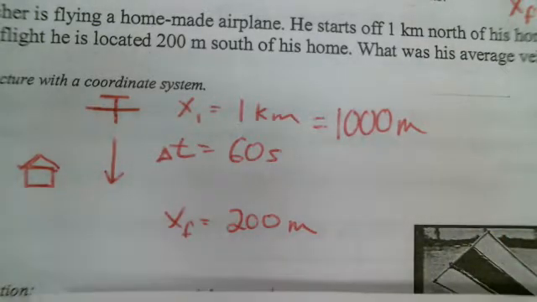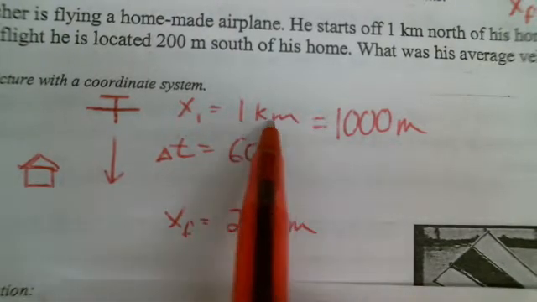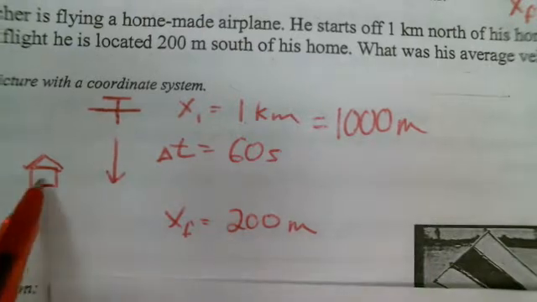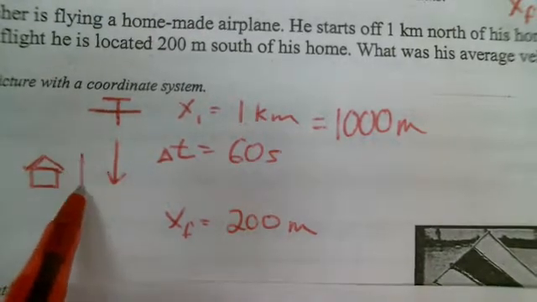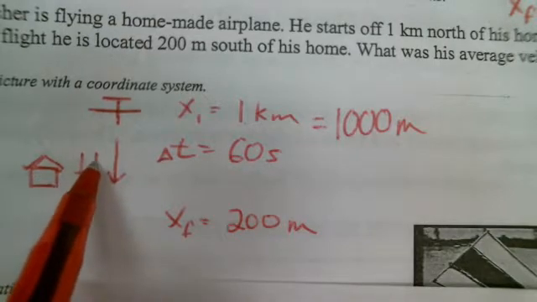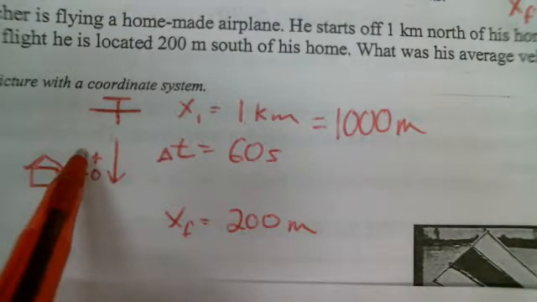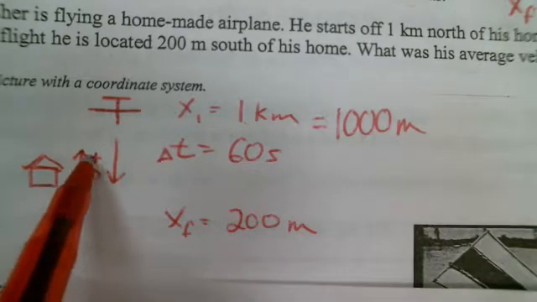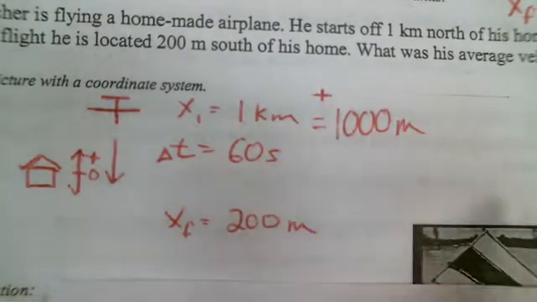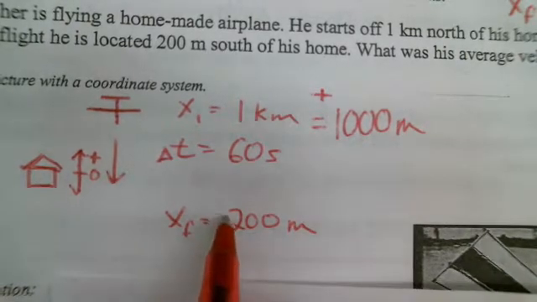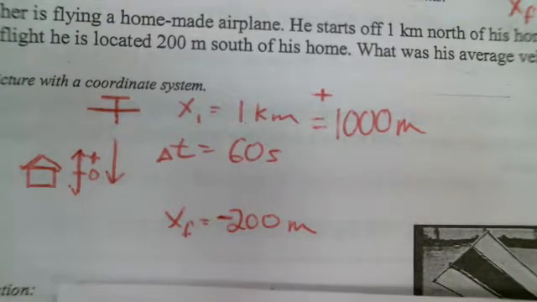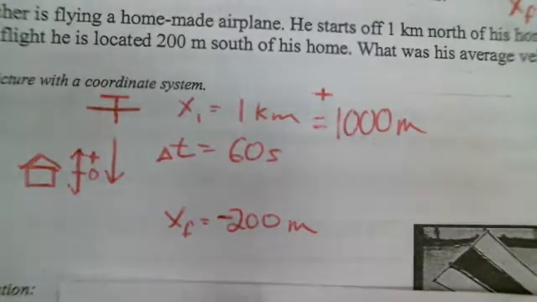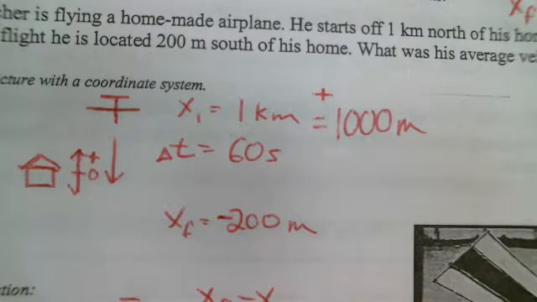I need to decide where the origin is. Since this kilometer and this 200 meters is measured relative to the house, I'm going to make the house the origin. And traditionally, up, whether it be up on a map or up into the air, up is positive. So I'm going to have the initial location is a positive 1,000 meters. The final location is going to be below that, negative 200 meters. So now I have compatible units, and I've done my signs. So now I can move on to the raw equation.